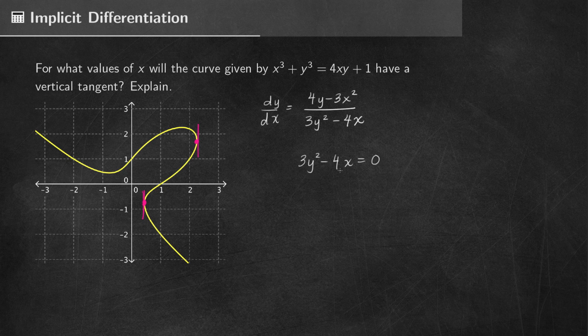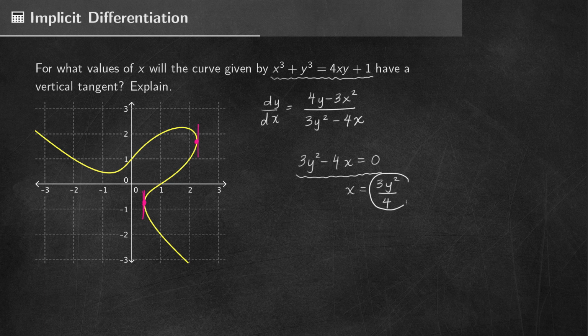Again, this equation has two unknowns, so we can't solve just from this. We have to use a system of equations. So we use our original equation that relates x and y, and we use this new equation setting our denominator equal to 0. And we're going to solve that system. So this time, to solve the system, I'm going to take this second equation and solve it for x. And I get x equals 3y squared over 4.